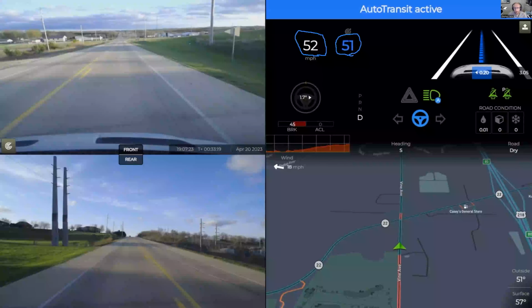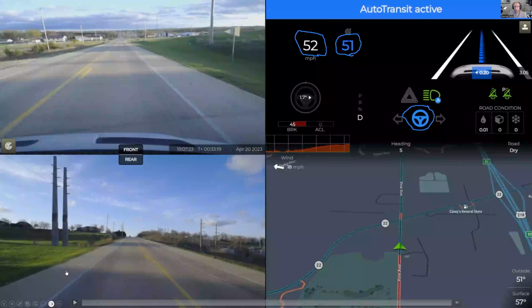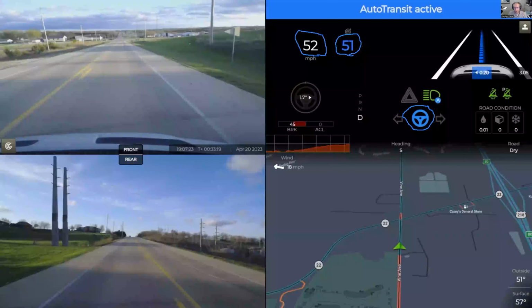The big things to note here are at the top on the right-hand side, you have this blue bar that says Auto Transit Active. That's showing you, along with this icon here, that the vehicle is under automation at this point. It's not being driven manually. Conversely, if it's manual, that bar will change to gray and let you know that it's being driven manually. There's also other telemetry, showing braking and acceleration, as well as steering wheel position, and also a map down here at the bottom.